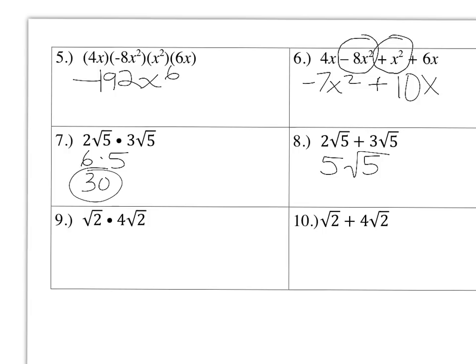Number 9, we're multiplying again, and the coefficient here is 1 times 4, so we just have 4. And then radical 2 times radical 2, that's just 2. And the final answer is 8. In number 10, when we're adding them, we have 1 radical 2, and we're going to add to that 4 radical 2's, which is really just 5 radical 2's. So I have 1 radical 2 plus 4 radical 2's gives me 5 radical 2's, because they were like terms in a way. They were like radicals. That's the final answer, 5 radical 2.